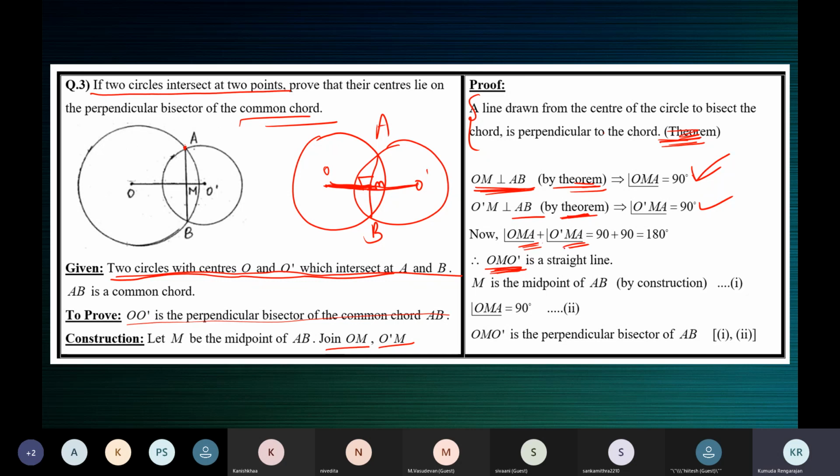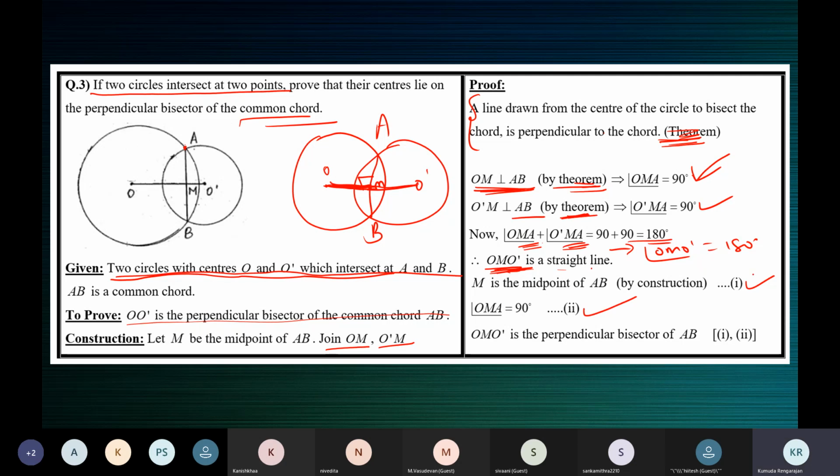Because this one plus this one is 180, it means that OMO dash is a straight line. You can include this: OMO dash is equal to 180, which means OMO dash is a straight line. Now you'll have to mention why it's a perpendicular bisector. So I've mentioned these two again.